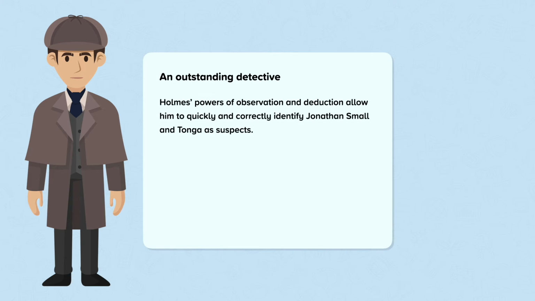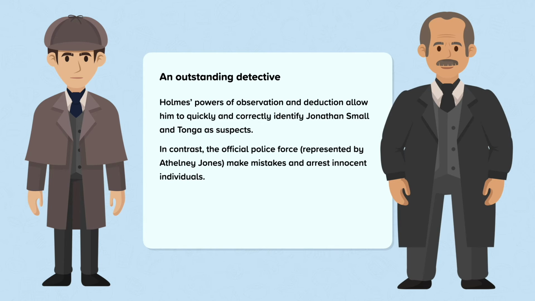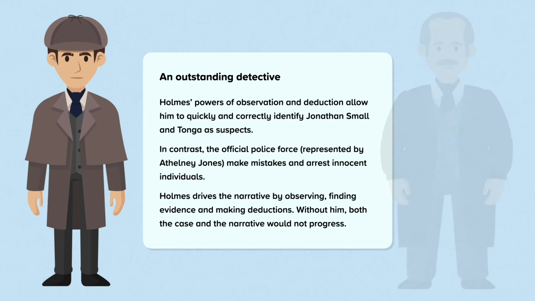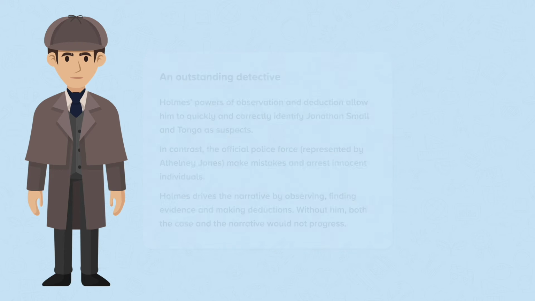Holmes's powers of observation and deduction allow him to quickly and correctly identify Jonathan Small and Tonga as suspects. In contrast, the official police force, represented in the novella by Athelney Jones, make mistakes and arrest innocent individuals. Holmes drives the narrative by observing, finding evidence, and making deductions. Without him, both the case and the narrative would not progress.